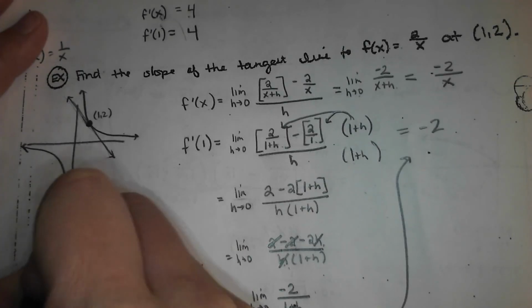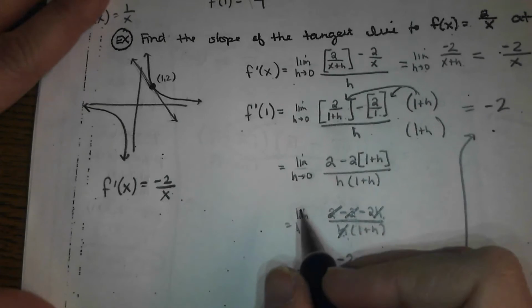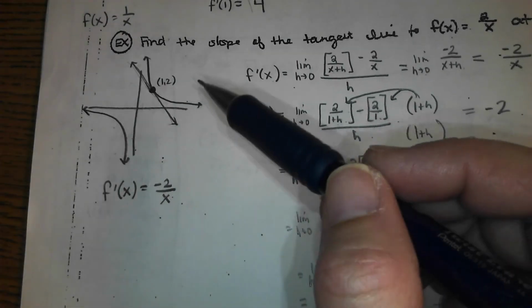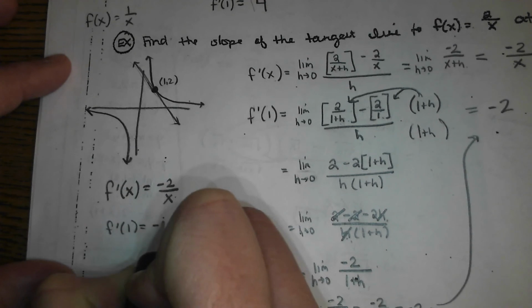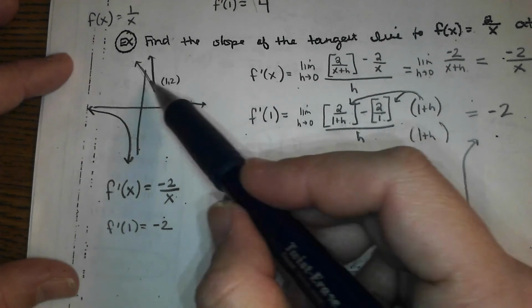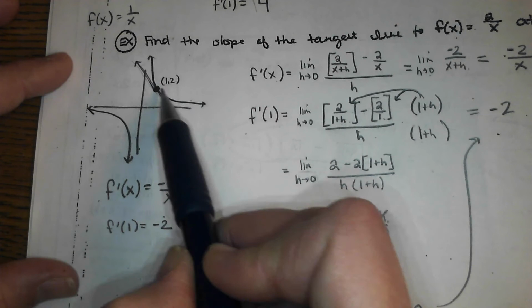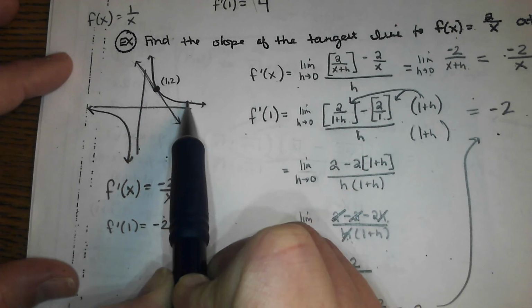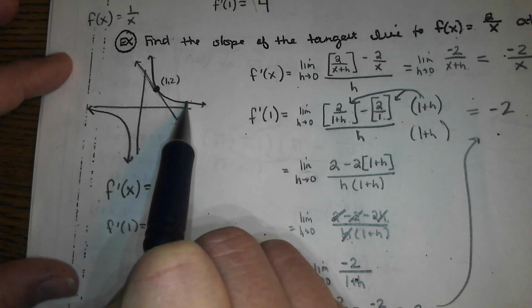So, couple things. If f prime of x is negative 2 over x here, let's talk again about, well, we know f prime of 1 is going to be negative 2. We expected negative, didn't we? Okay. What's going to happen if we plug in an x value further down, do you think? Do you think the slope is negative or positive?